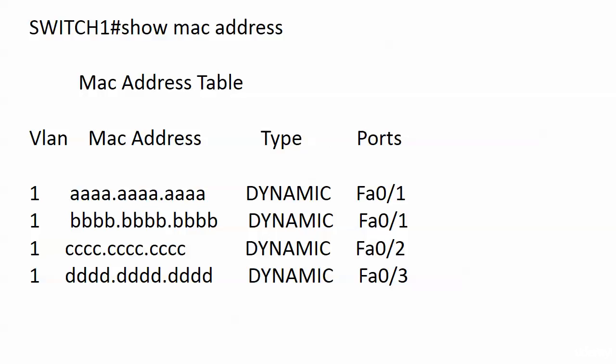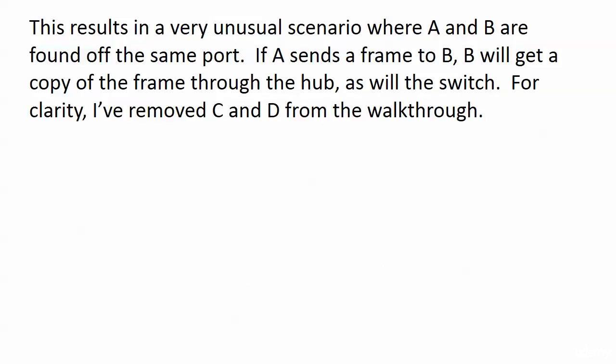Now, after a few minutes, everybody has sent some data, and we have this MAC address table where all of the 4 hosts have been heard from, all dynamic entries, and the very unusual circumstance of hosts A and B being found off the same port because of that hub. And this is a very unusual scenario, but it helps to illustrate that other frame decision, the frame filtering decision.